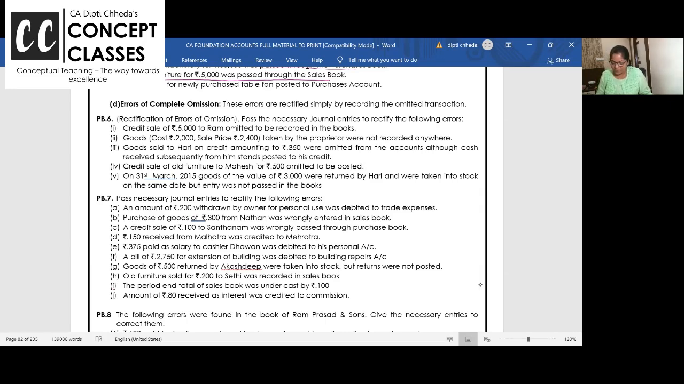Seventh problem we are doing, read with me. No, sorry, sixth problem, error of omission. And then base level, all entries are on. Credit sales of 5,000 to Ram, omitted to be recorded in the book. So now recorded.